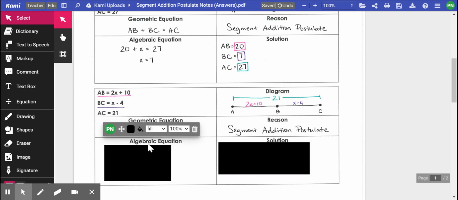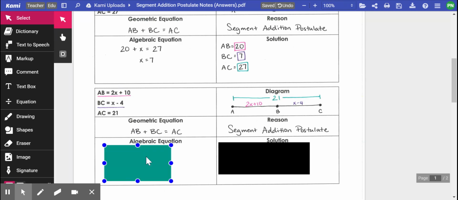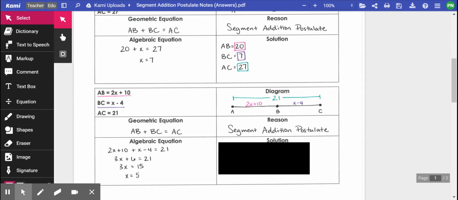But now our algebraic equation is going to look different because I want to replace all of these segments with their values. So I'm going to replace it, and this is the equation I would create. And then, of course, you want to solve it. So you would end up getting x equals 5. So now the last step is to plug it all back in. I want to figure out how long AB is, how long BC is, and how long AC is.